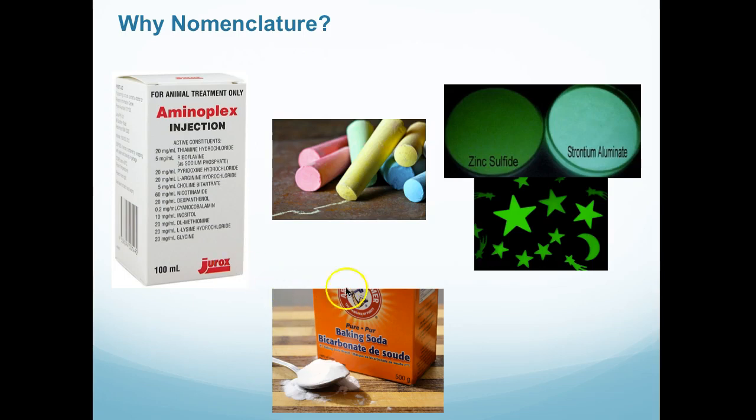Common everyday things like baking soda. We have sodium bicarbonate. That's its chemical name. If we look at things like calcium carbonate, that's going to be chalk. If we look at the different ionic compounds that allow us to have those cool glow-in-the-dark stars, at least I had them growing up, those are going to also be ionic compounds. So it's really interesting. If we know basic nomenclature, it allows us to name a lot of the things around us.